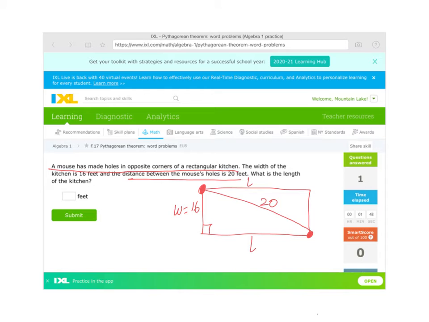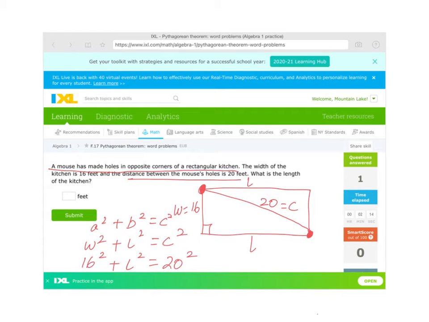So we see a right angle triangle. So this is C, the hypotenuse, and we've got W and L. So W squared plus L squared is equal to C squared, instead of A squared plus B squared is equal to C squared. Okay? So let's plug in the values. This is 16 squared. This is L squared. This is 20 squared. Now let's solve.